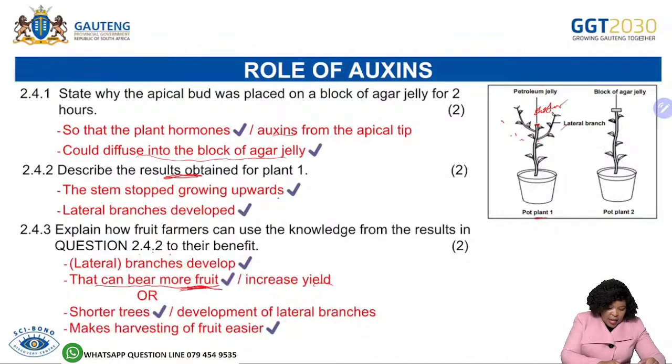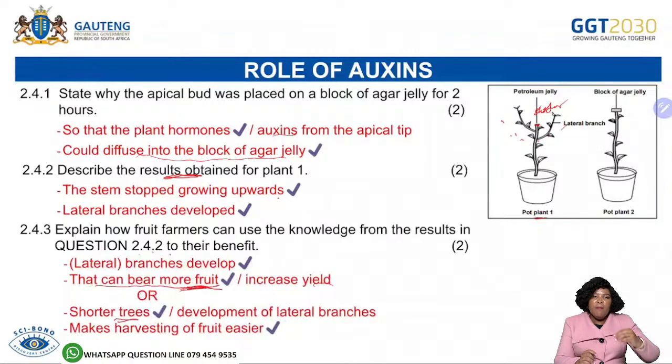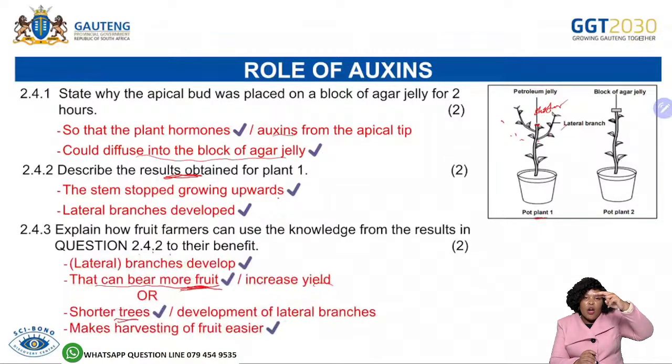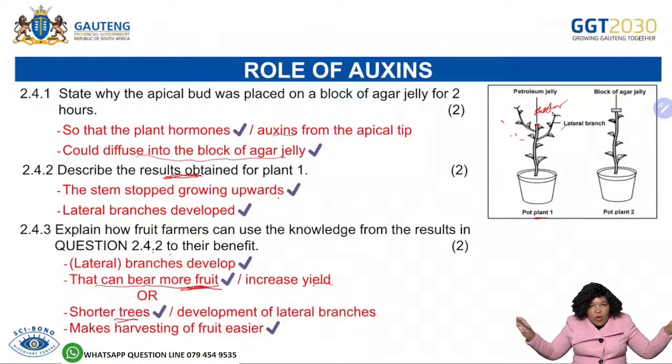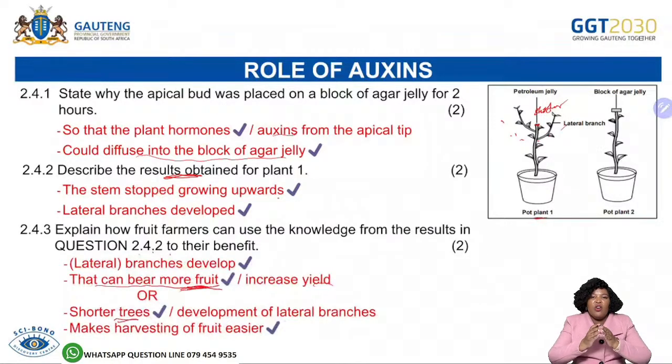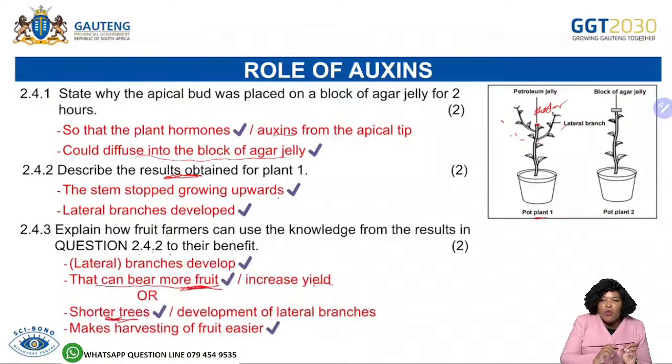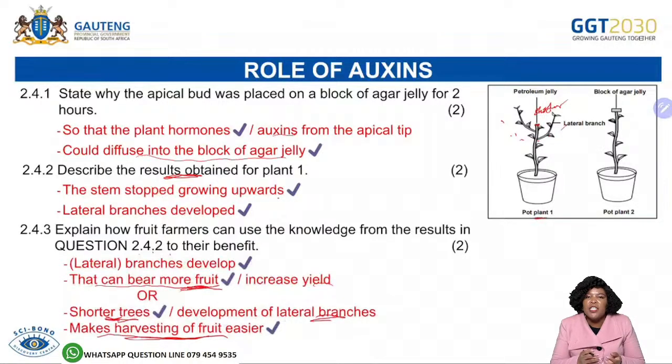Or you can say that the shorter trees, remember these trees, because the auxins are cut there at the tip with the source, they are going to grow now to the side. It means they are no longer going to be elongated upwards. They are going to grow more on the side. And as they grow on the side, it means they are shorter. So we are going to have shorter trees or the development of lateral branches, which is going to make harvesting of fruit easier. So the people who are going to be picking up those fruits, they are going to be within reach because the trees are shorter.